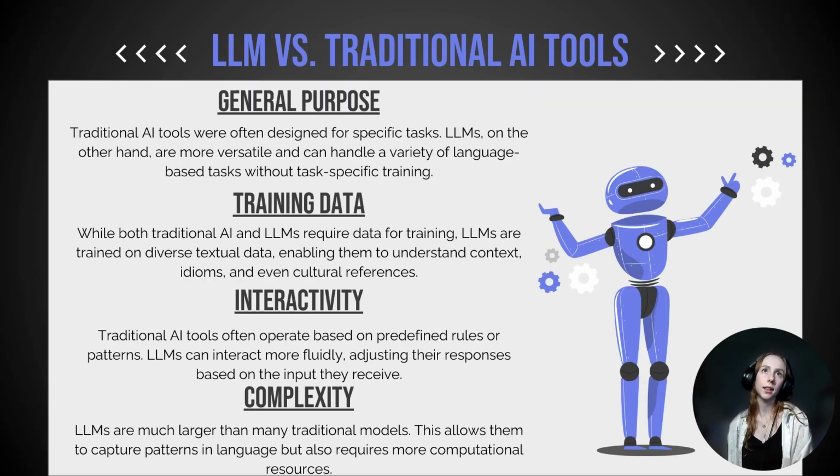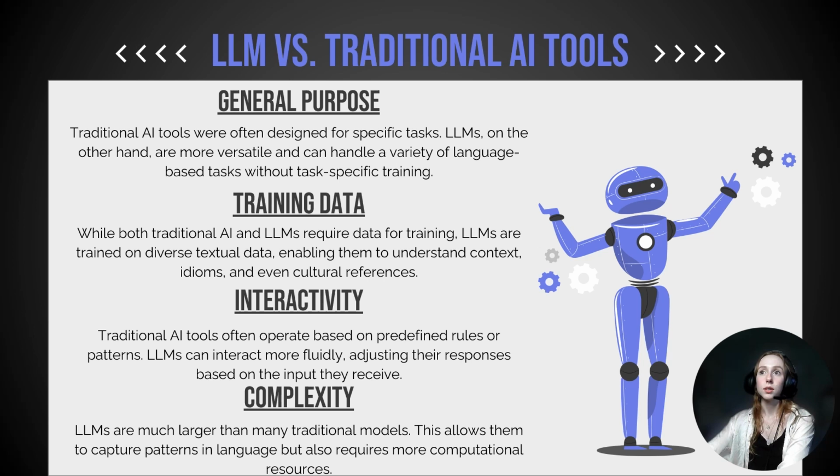So when we're comparing LLMs with traditional AI tools, it's important to distinguish them by their capabilities. Traditional AI tools were often designed for specific tasks like image recognition or data sorting, and LLMs, on the other hand, are more versatile and can handle a variety of language-based tasks without task-specific training. And then as far as the training data, while both traditional AI and LLMs require data for training, LLMs are trained on vast corpora of diverse textual data, enabling them to understand context, idioms, and even cultural references. And then as far as interactivity, traditional AI tools often operate based on predefined rules or patterns. LLMs can interact more fluidly, adjusting their responses based on the input they receive.